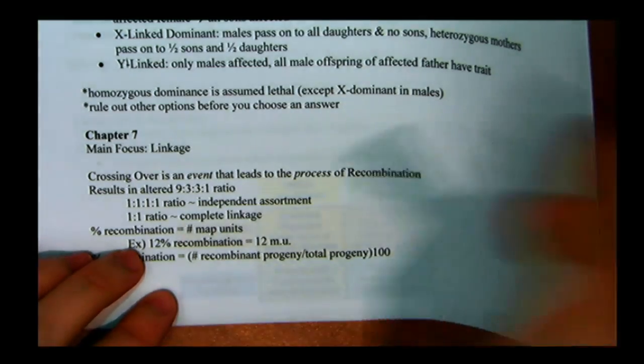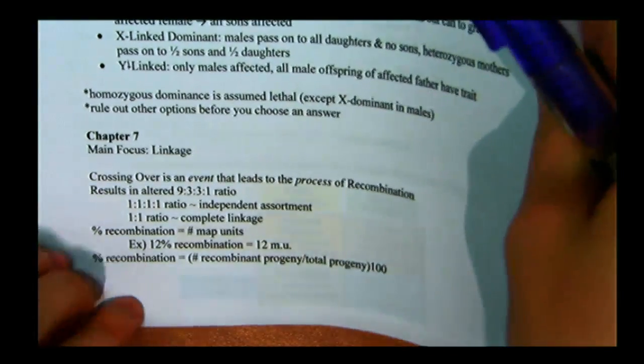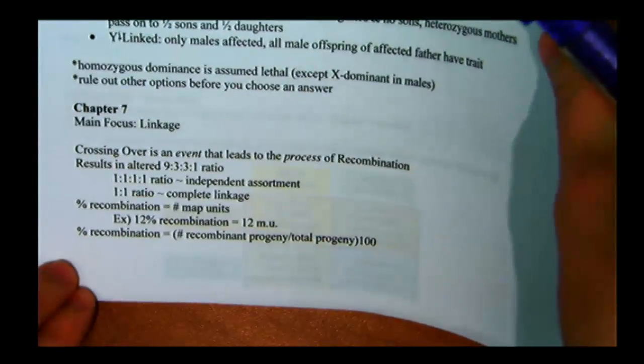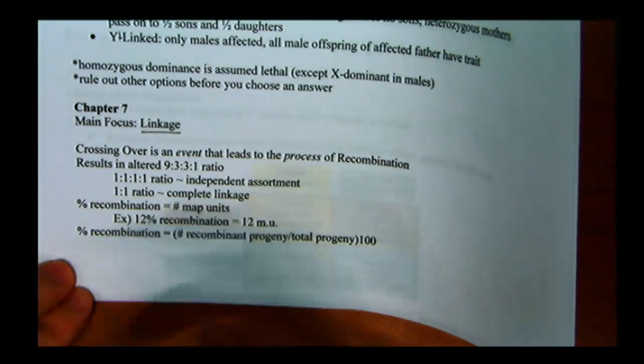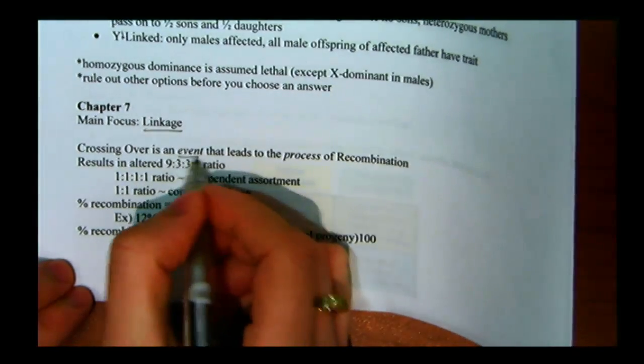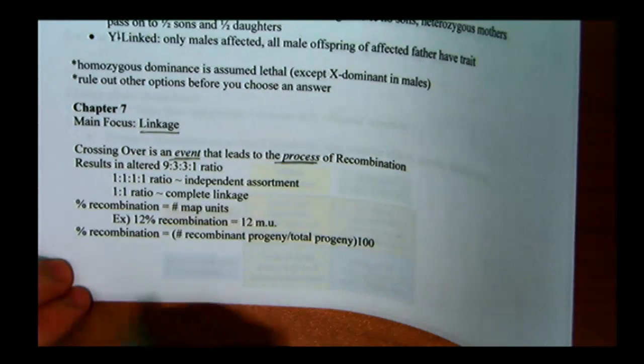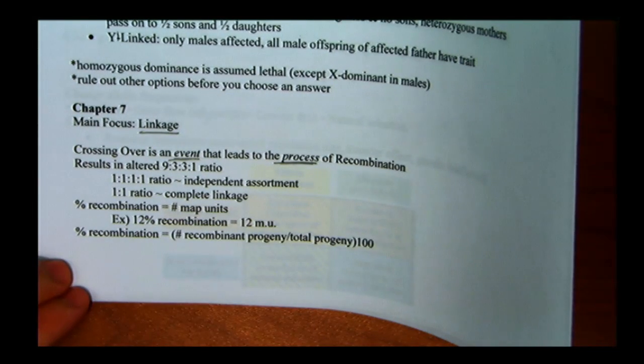Okay, in chapter 7, linkage, the favorite chapter, I know. The key thing here is that crossing over is an event and recombination is a process. So they are two separate things. Crossing over is something that actively happens, while recombination is just the result of what crossing over did. So they are related, but they are separate things.